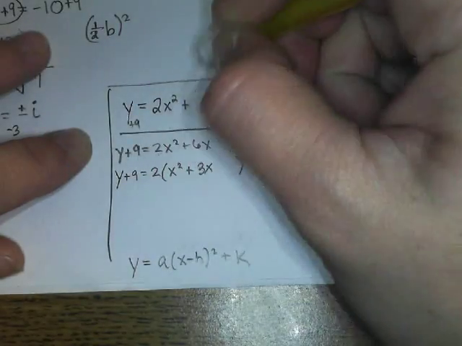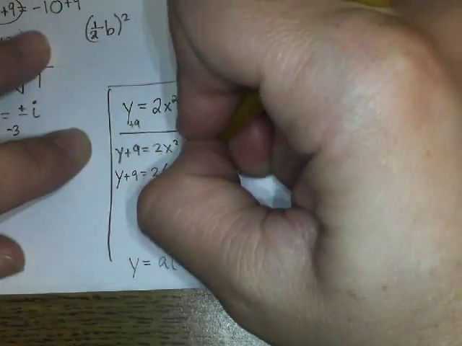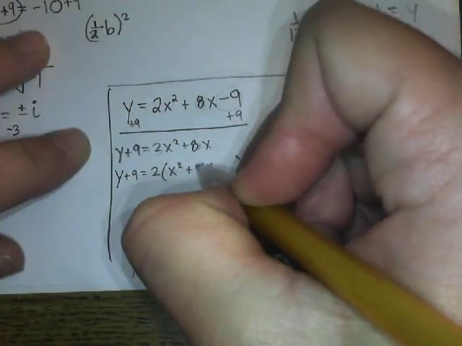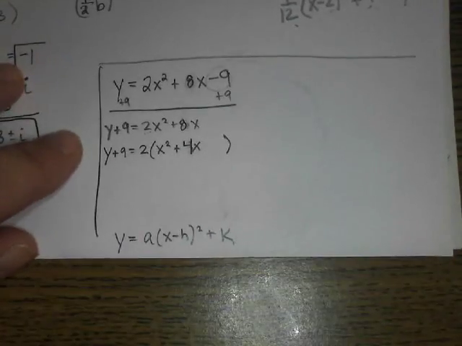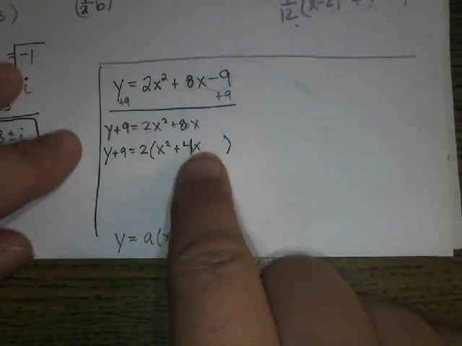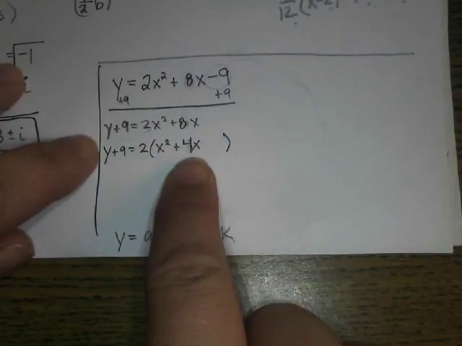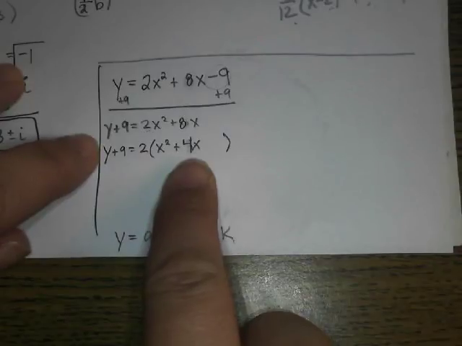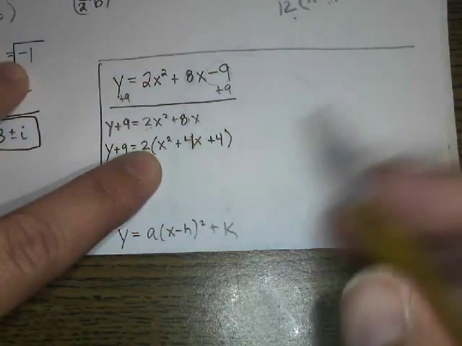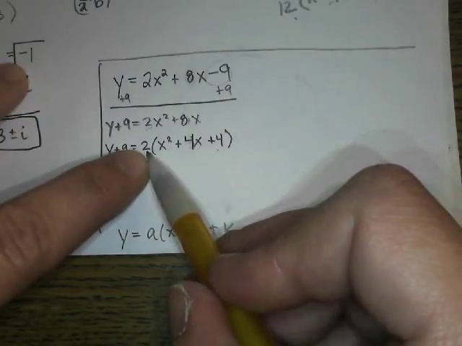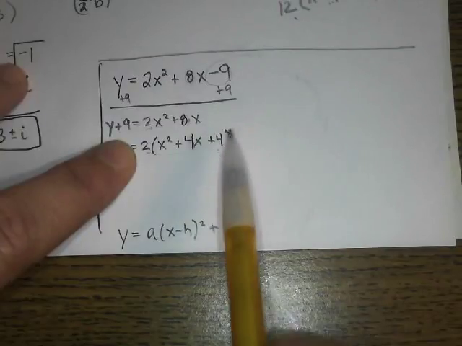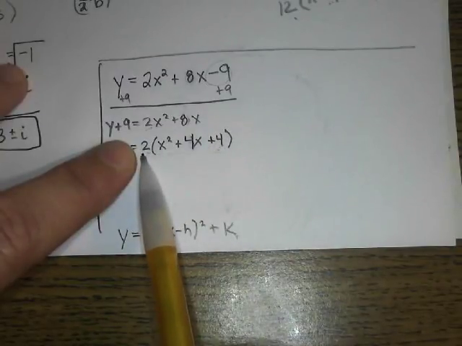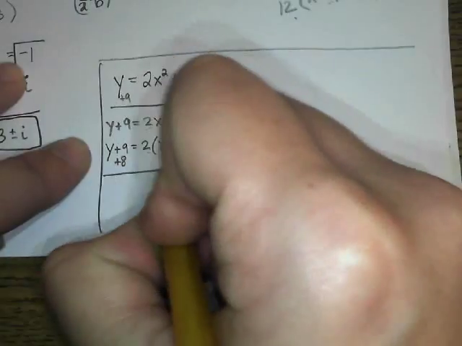So now to find that magic number, I take half of the 4, which is 2, and square it. What is it? 4. I add 4 in the set of parentheses. Here's the catch, because we have this coefficient. What did I really just add to the right-hand side? I added 4 in a set of parentheses that's being multiplied by a 2, so I really added 8. So to counter that on the left-hand side, I add 8 as well. So I get y plus 17 equals my 2, and then this factors into x plus 2 times x plus 2, which is just x plus 2 squared.